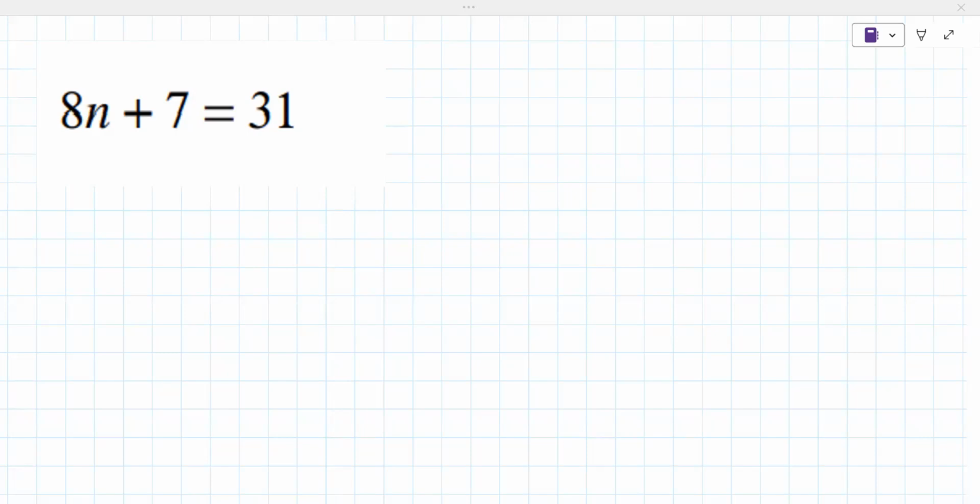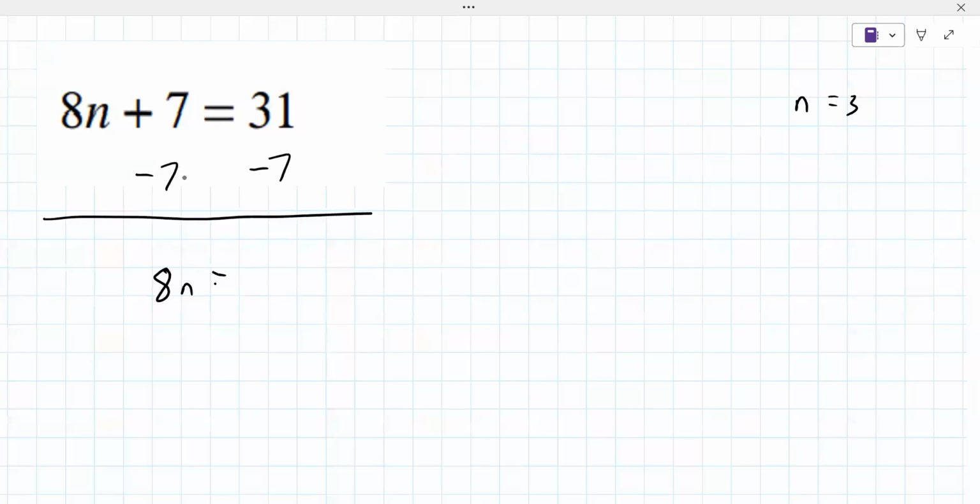The answer is 3. Okay. N equals 3. So you subtracted 7 from both sides. 8N equals 24. Divide both sides by 8. And yes, N equals 3. Very good. Any thoughts on that? Anything else come to mind? Nope. All right. Well, let's look at a few more here.